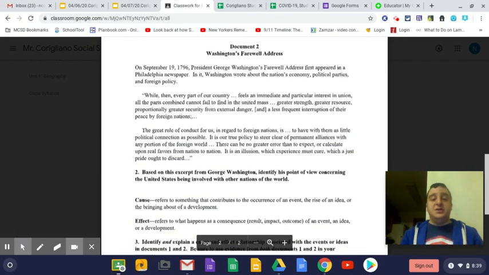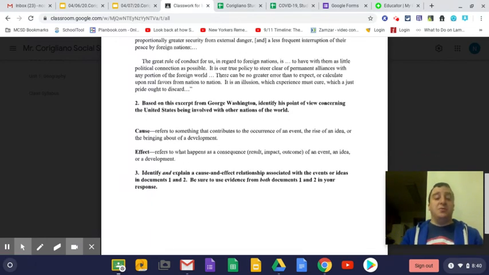I then have document 2, where you're going to read the whole document and answer question number 2 based on this excerpt from George Washington. Identify his point of view concerning the United States being involved with other nations of the world. What was his view on the United States being involved with other nations around the world? Read the document, find the answer, and tell me what his view was on being involved with other nations of the world.